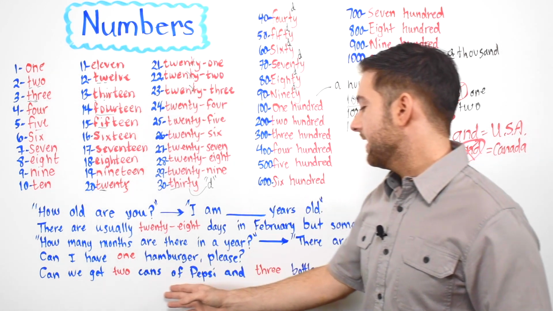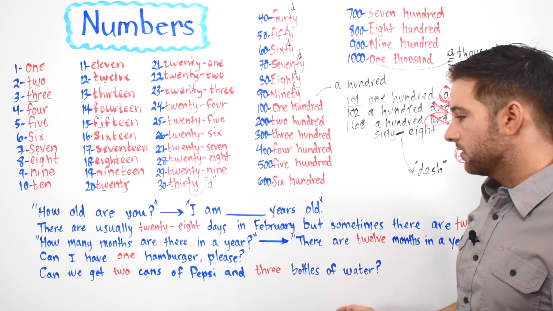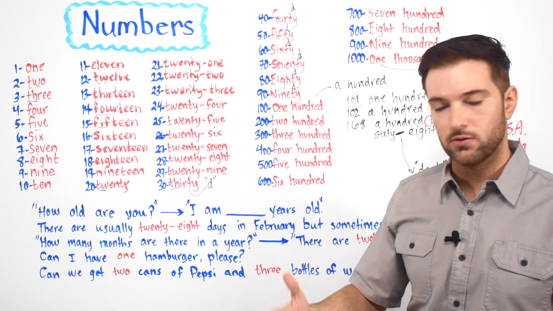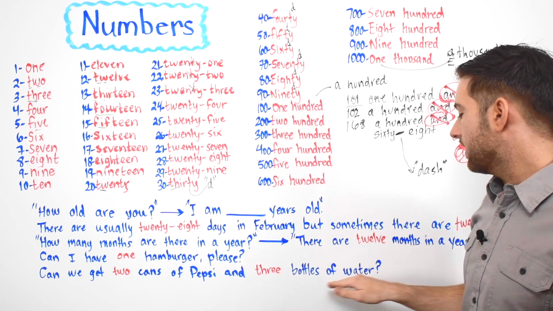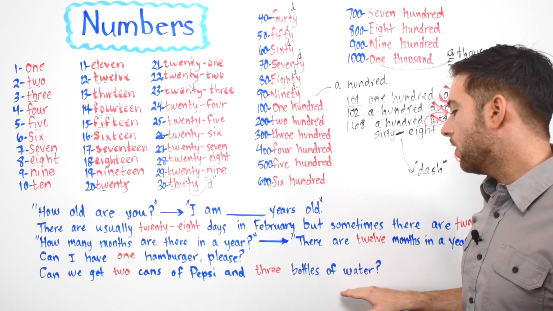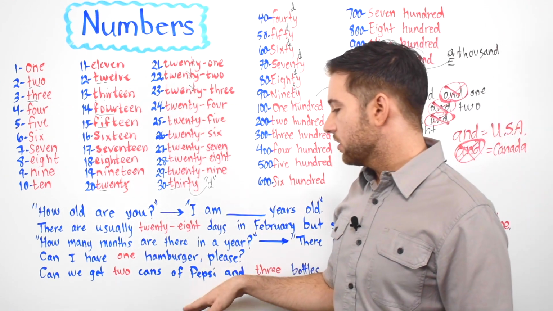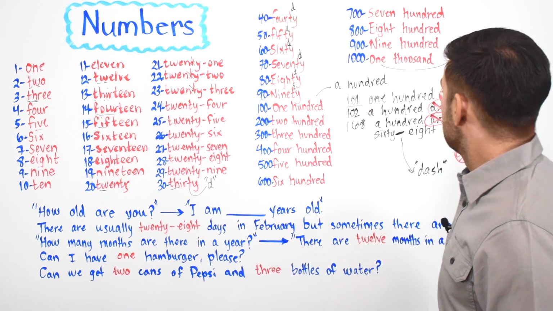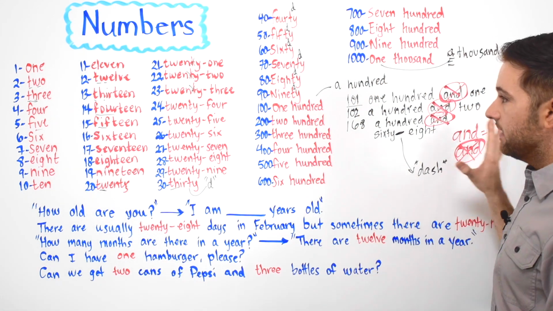Can we get 2 cans of Pepsi and 3 bottles of water? So you have 2 cans of Pepsi or Coca-Cola or Sprite or whatever you drink, and 3 bottles of water. Okay, so water comes in bottles, Pepsi, Coke, whatever, comes in cans. Okay, so guys, that's about it for the numbers.